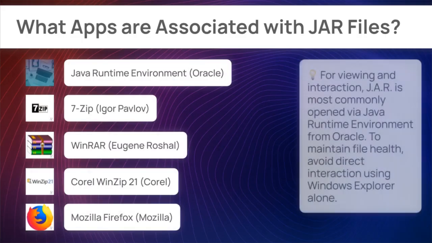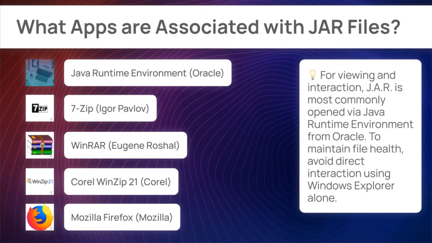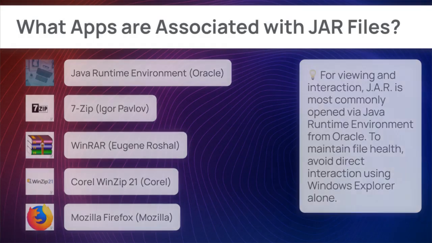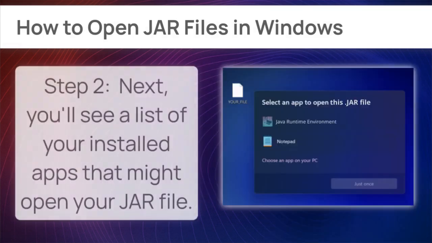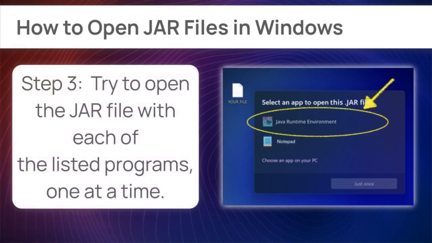Windows cannot verify the digital signature of this file type natively. Windows cannot show internal logic or routines, so safe handling requires vetted applications. Your first step towards data access: right-click the JAR file and select Open With. If Java Runtime Environment is on your system, try that first. If not, try another option immediately.